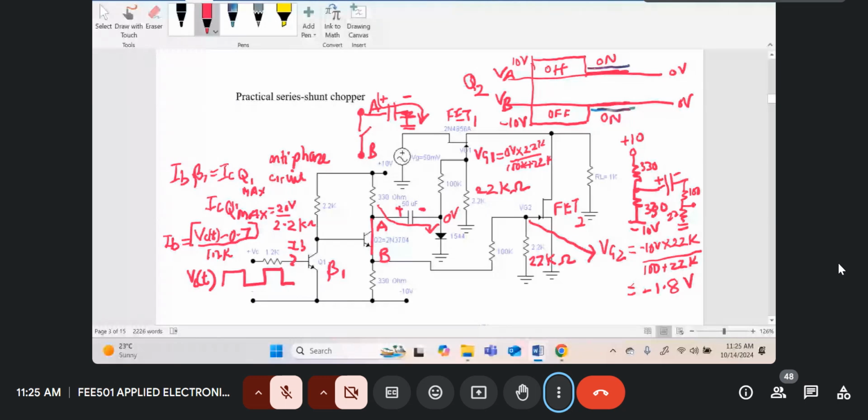And at that same instant, when the switch closes, what happens to point B? What happens to point B at that same instant? Let me draw it in a clear paper.